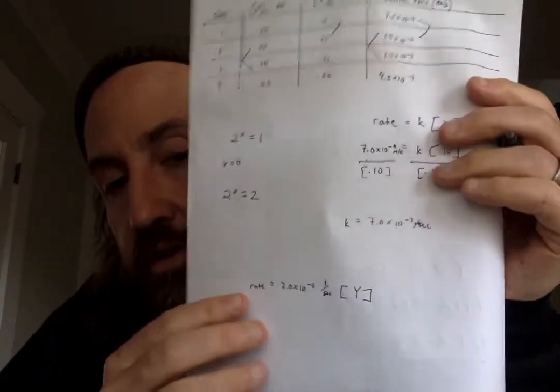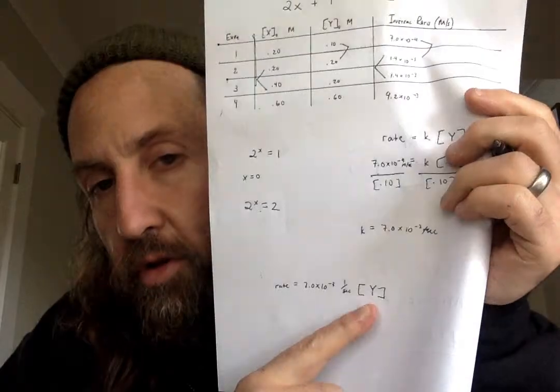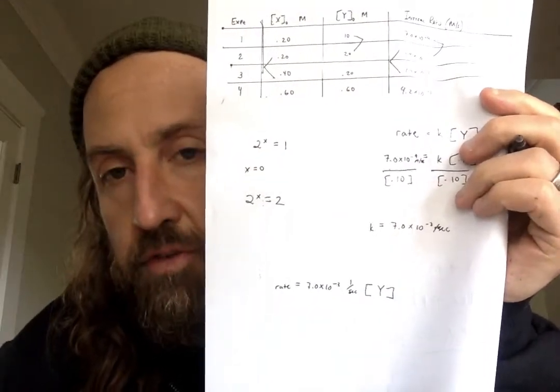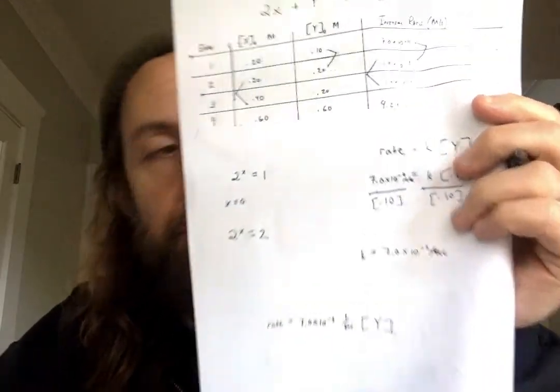So the rate law is rate equals 7.0 times 10 to the negative third, and the unit is 1 over seconds. I know that's hard to wrap your head around a little bit. And then just the molar concentration of y. So now we have it set up that it doesn't matter what molar concentration of y we have, we could figure out the rate for that reaction.